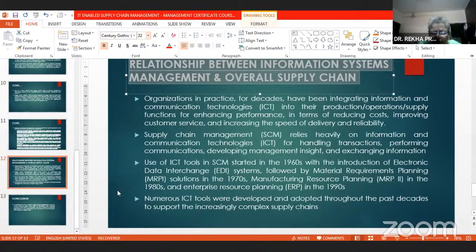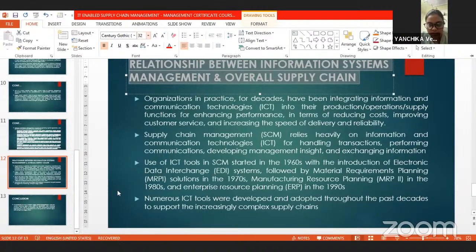Relationship between information systems management and overall supply chain. Organizations in practice for decades have been integrating information and communication technologies, ICT, into their production, operation, and supply functions for enhancing performance in terms of reducing cost, improving customer service, and increasing the speed of delivery and reliability.